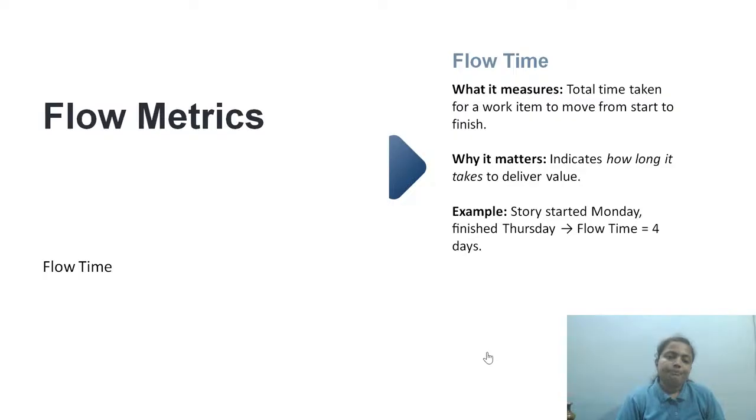That's your flow time. Why it matters? It exactly tells you how much time we are taking to deliver a value. For example, we started working on Monday and we completed the work on Thursday. That means flow time is 4 days: Monday, Tuesday, Wednesday, Thursday, 4 days. That's what we are trying to calculate here with the help of flow time.